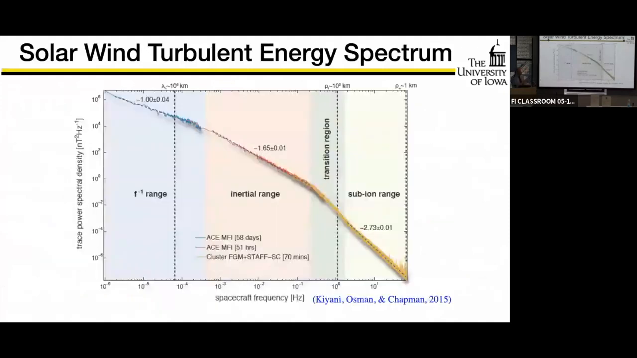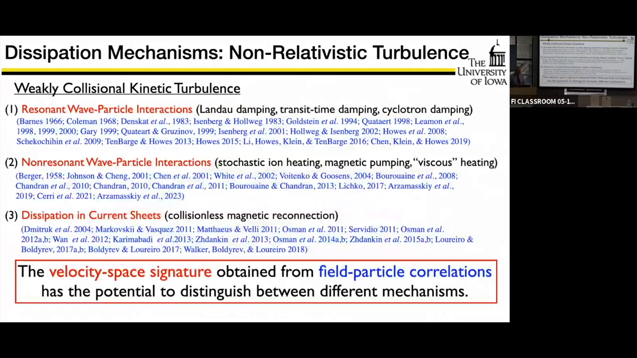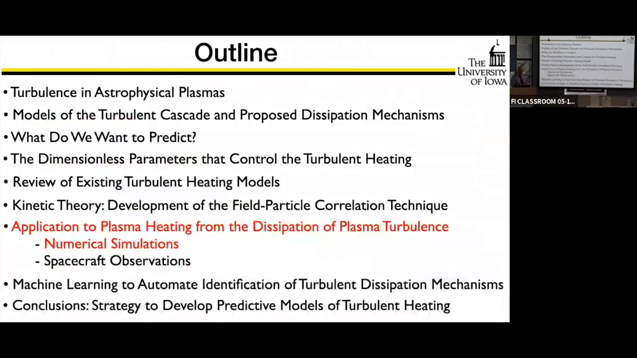So again, touching base, we have this magnetic energy spectrum in the solar wind. And as I've said, we've got these three different classes of proposed dissipation mechanisms. And the key point here is that the velocity space signature of each of those mechanisms gives you a way to identify and distinguish those mechanisms. So let's have a look using numerical simulation.